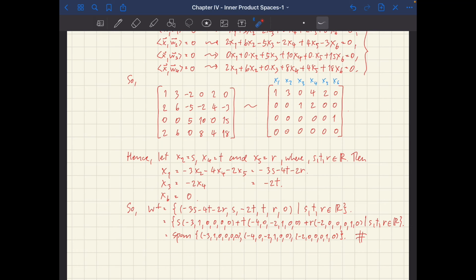From this, we can write this in terms of s, t, and r. The first term is s multiplied with minus 3, 1, 0, 0, 0, 0, the second term is t multiplied with minus 4, 0, minus 2, 1, 0, 0, and the third term is r multiplied by minus 2, 0, 0, 0, 1, 0. And what does it mean? What is this set equal to? So this set is equal to the span of these vectors, right?